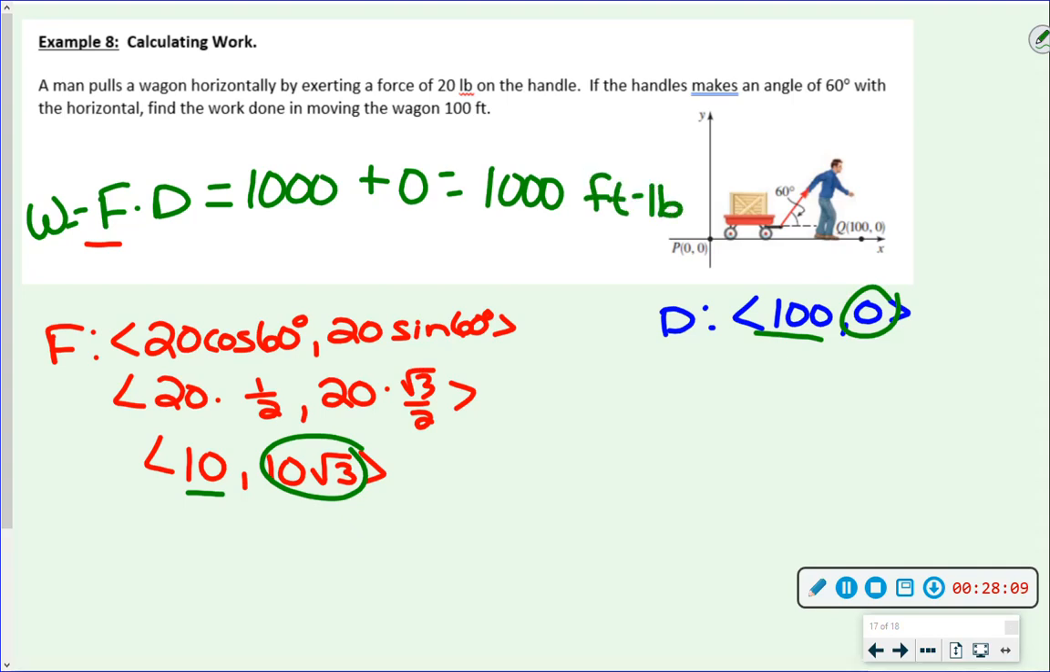I love it. So again, this is a better example with his wagon with his 20 pounds of force on the handle and he's moving it 100 feet. Must be a lot of stuff in that wagon. So any questions on that guy? No. All right. So lots of formulas.